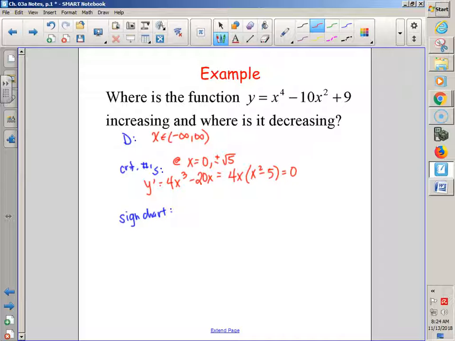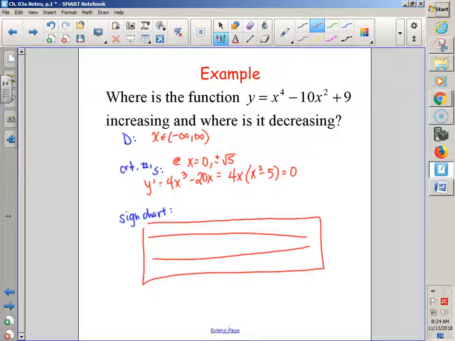Sign chart says take all this information, the domain, critical numbers, and I'm going to go ahead and make a table, even though I'll show you the number line. There are a couple different variations, where we have the intervals, the test, the sign of f prime, and the behavior of f. So we're going from negative infinity to our first critical number, negative root 5, then negative root 5 to our second critical number, to our third critical number. It's just like a number line.